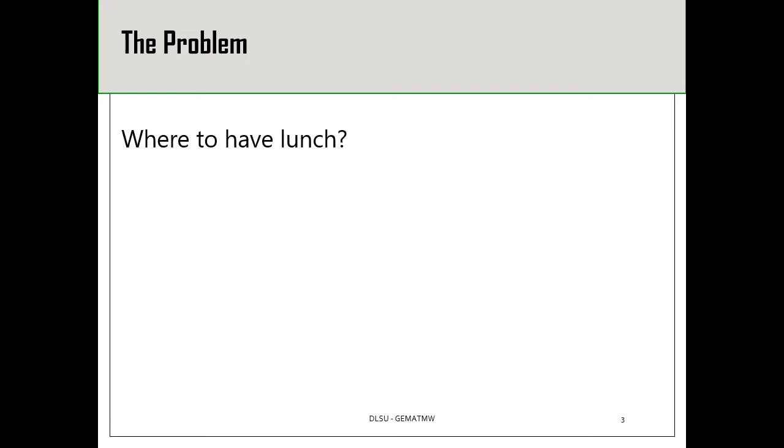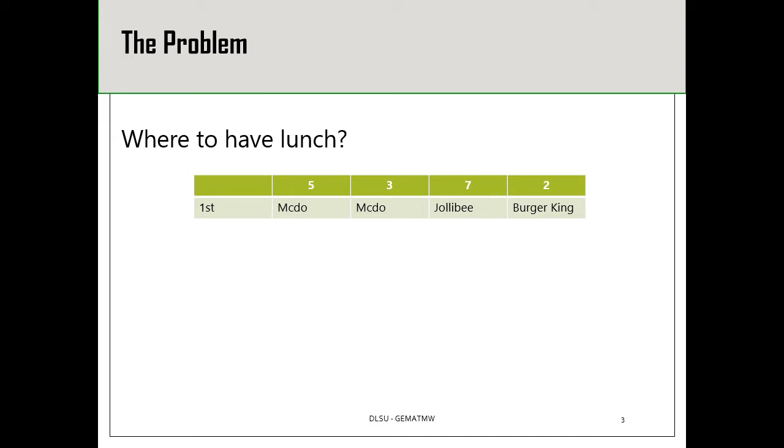So suppose that you are in a group and you want to know where to have lunch as a group. Usually you only give your first choice. Let's say, for example, these are the results. 5 people chose McDo, another 3 people chose McDo, 7 chose Jollibee, and 2 chose Burger King.